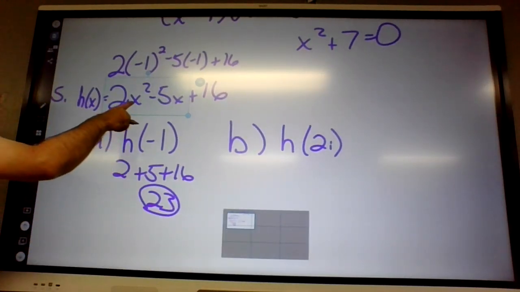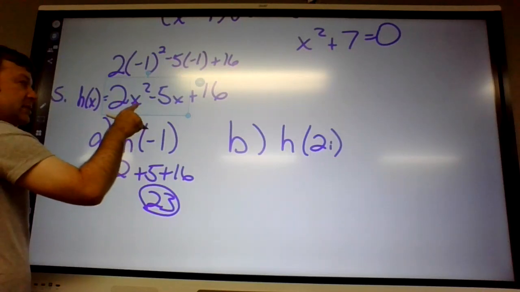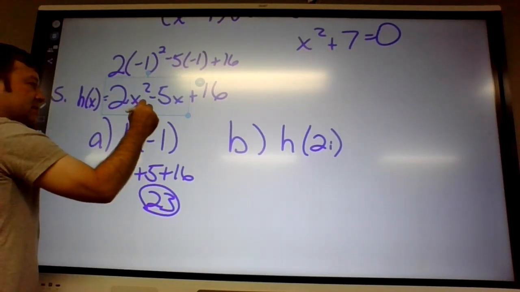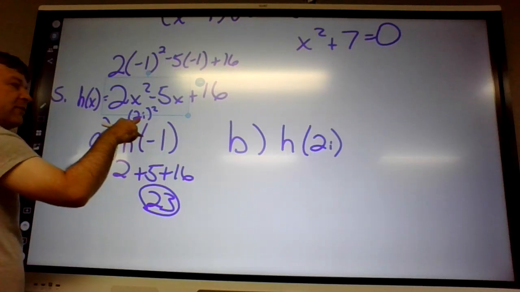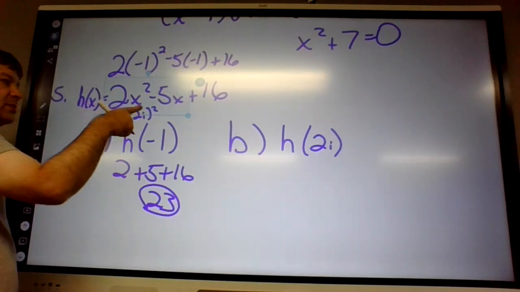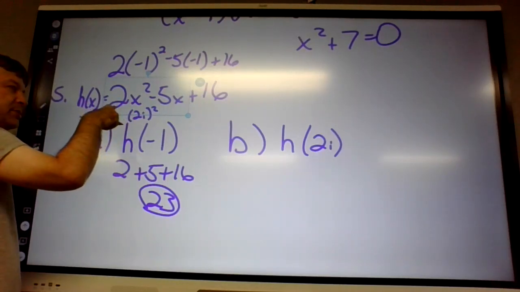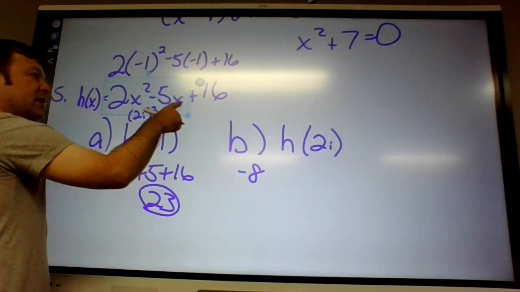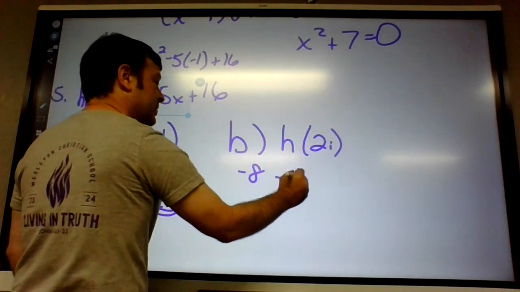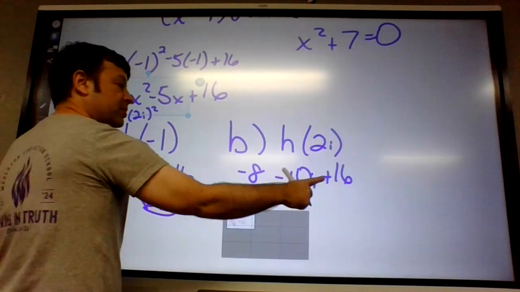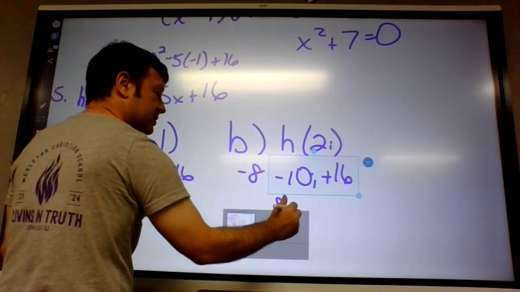2i squared is 4i squared. And 4i squared, what does i squared turn into? -4. So -4 times 2 is -8. -5 times 2i is -10i. And plus 16. -8 plus 16 is 8.